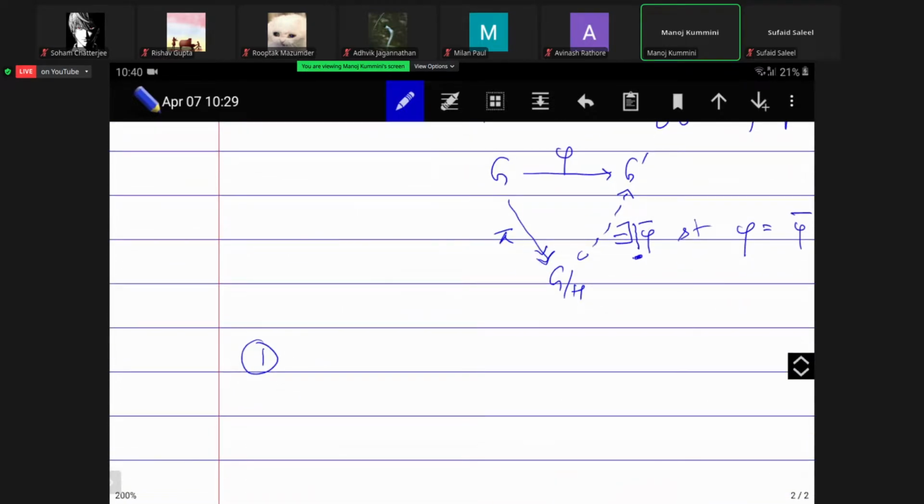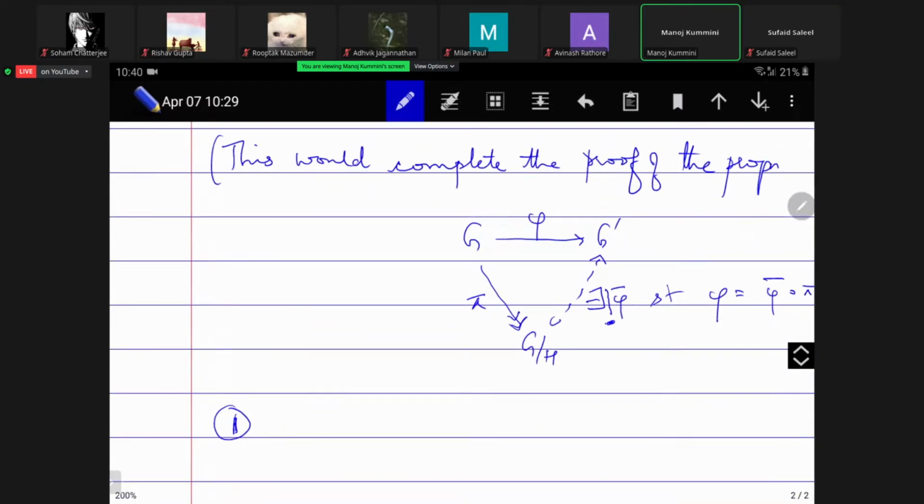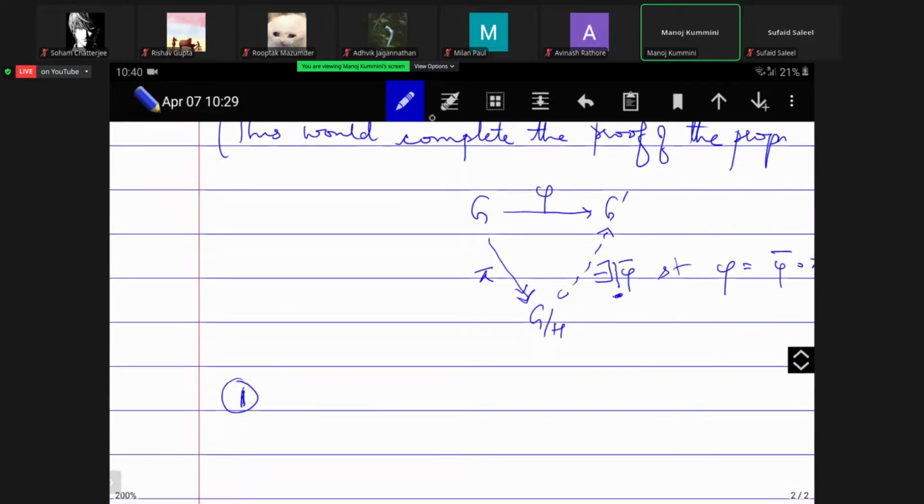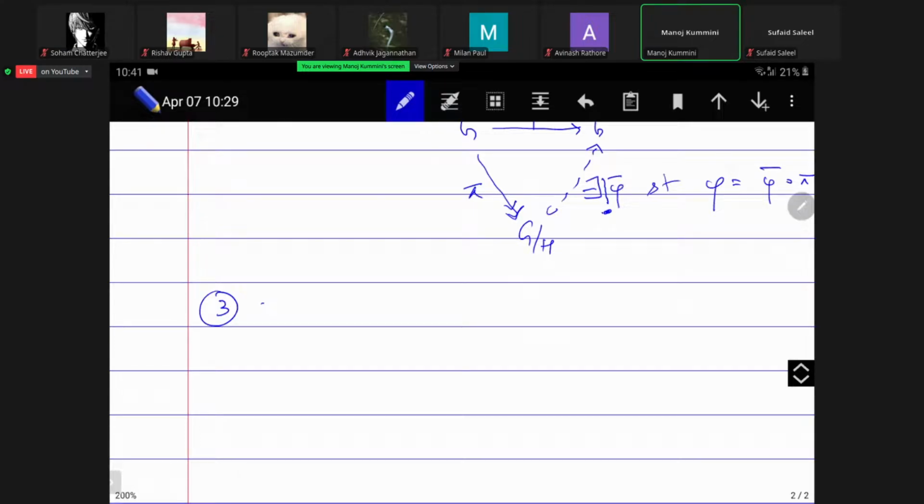But let's check them one by one. Okay. So 1, we need to check that it's injective. Maybe 3 is actually easier to check. Maybe let's check 3. Okay.